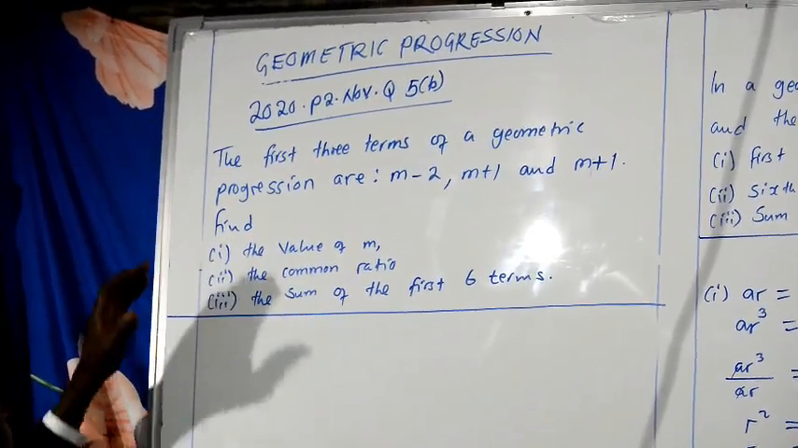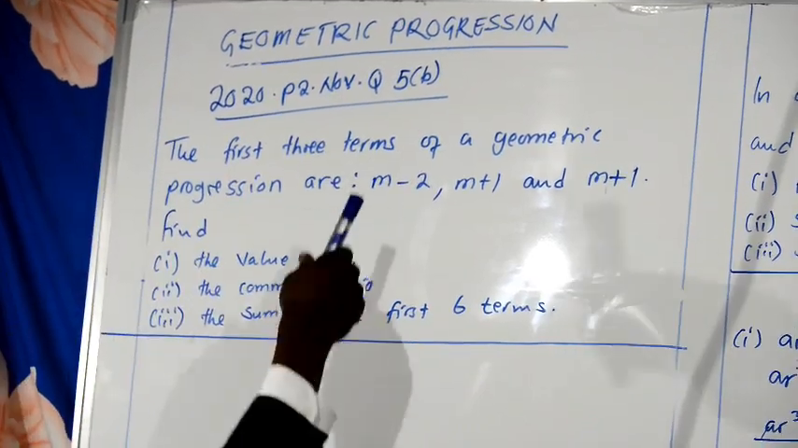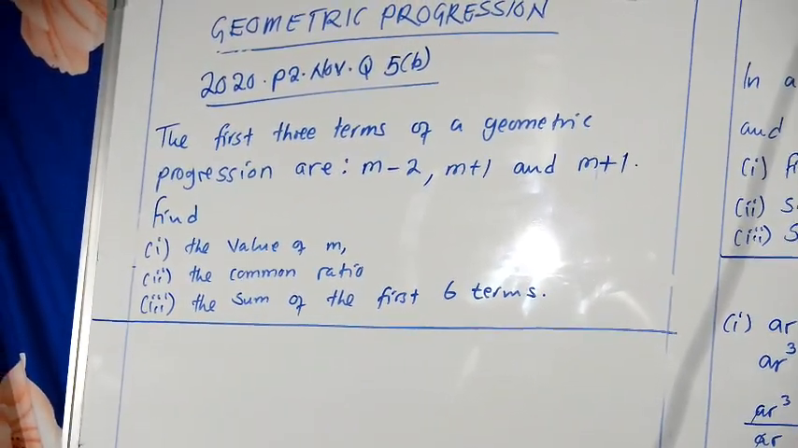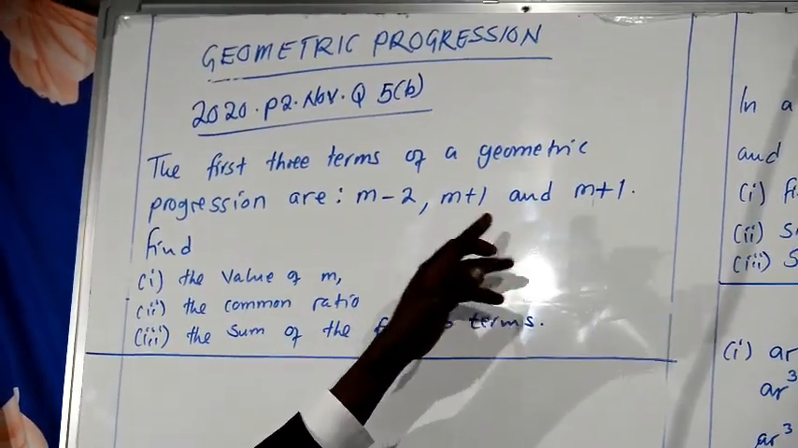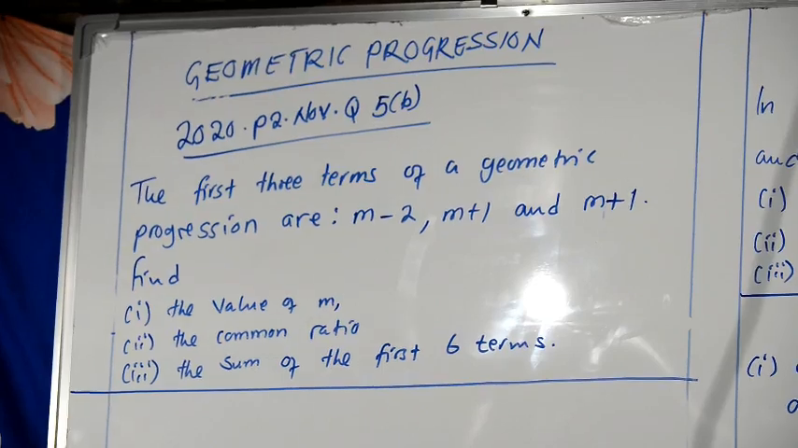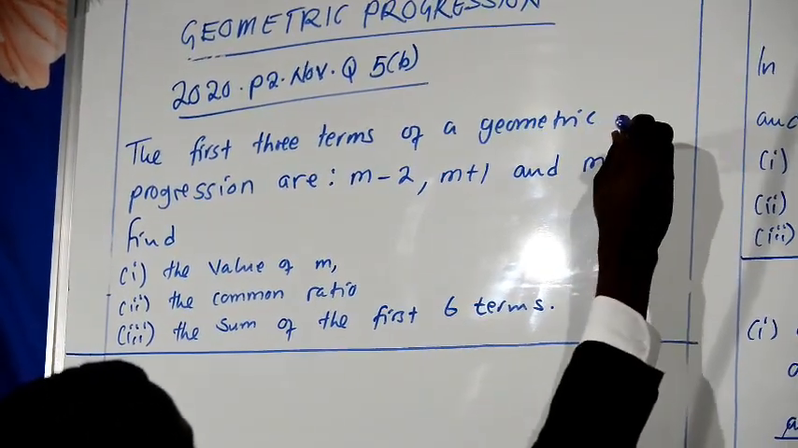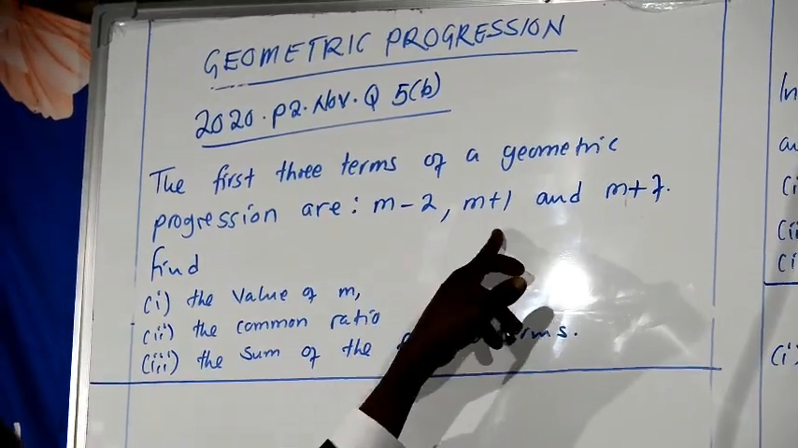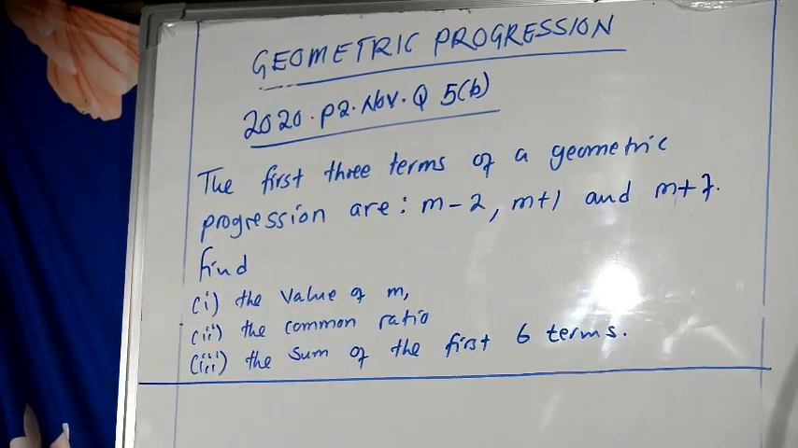Let us look at this one, which came in 2020, paper 2, internal, and it was on question 5B. The question reads, the first three terms of a geometric progression are m minus 2, m plus 1, and m plus 7. So that is m minus 2, m plus 1, and m plus 7. The first question is to find the value of m.